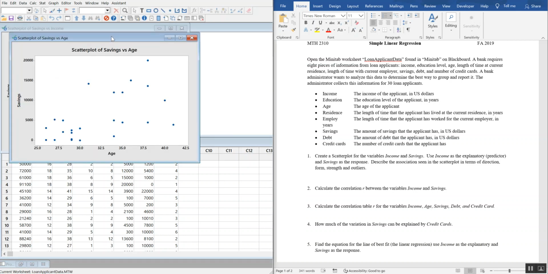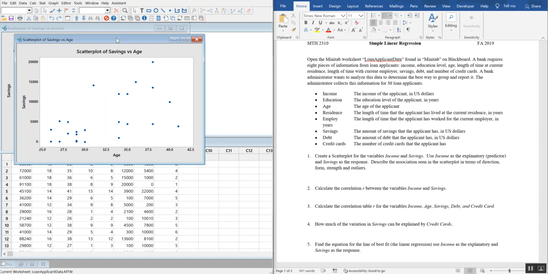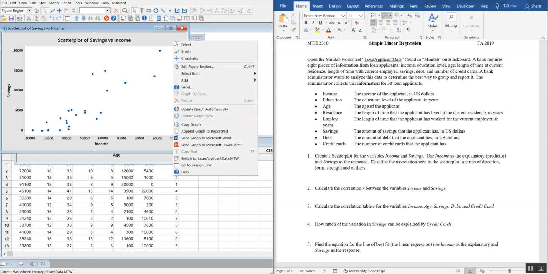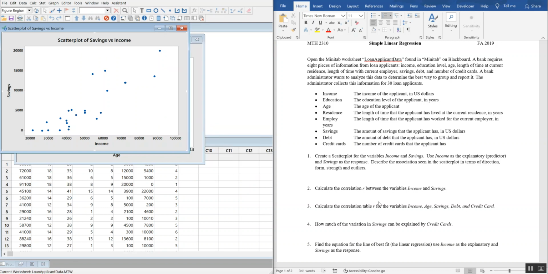Boom, boom. So there's our two scatter plots. Fun times. I really only needed the one for income. I did the age one just so you could see I could do two at once. Just as a reminder, to copy a graph over, hover your mouse in the gray space, then right click to go to Copy Graph, and then paste it into your document.